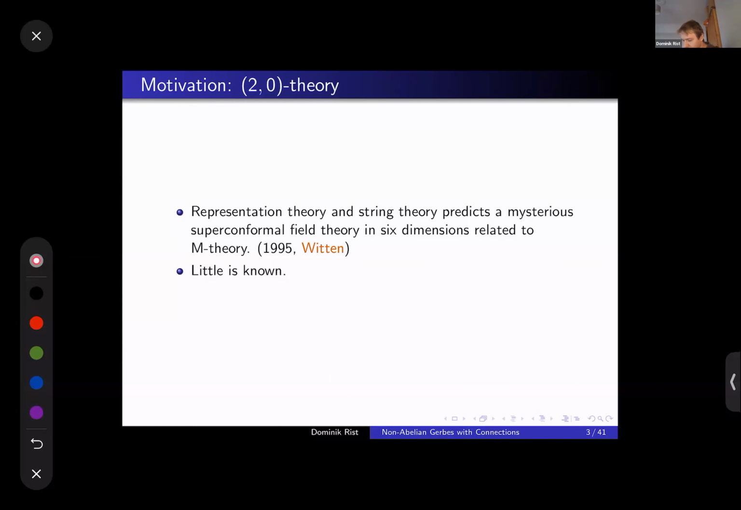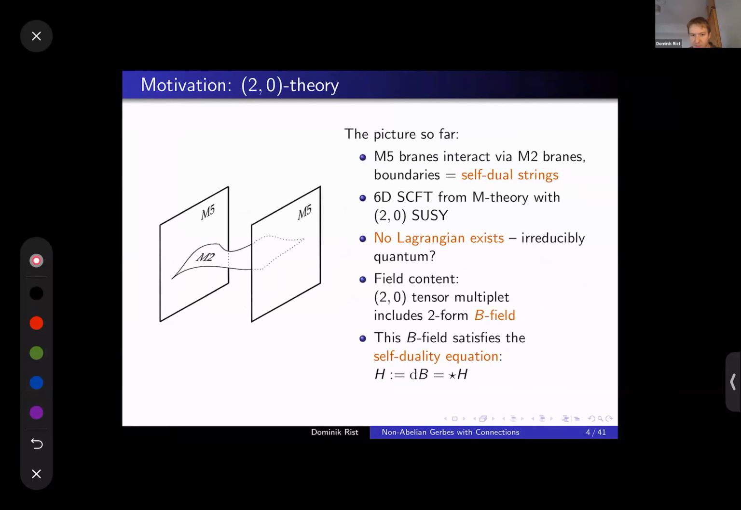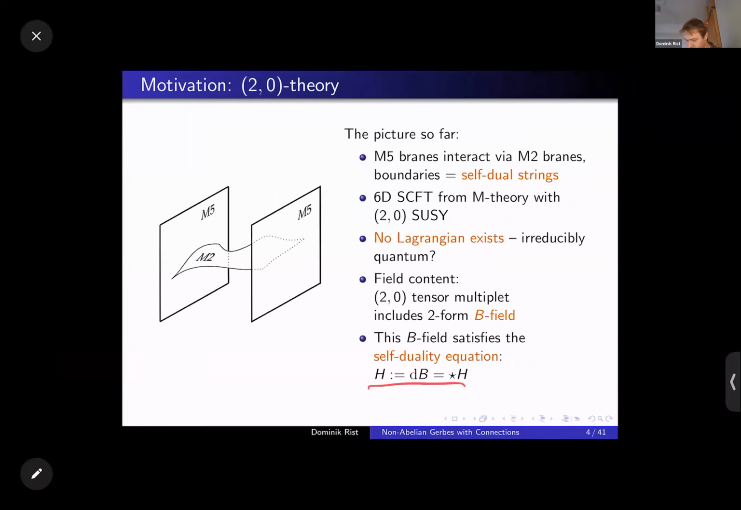Okay, and there is a theory called the 2-0 theory, which arises on the world volume of M5 branes when they interact via M2 branes. So this is a 6-dimensional superconformal theory with 2-0 supersymmetry. This is the setup, how you should imagine it. You have a stack of M5 branes interacting via M2 branes, and the fluctuations of the boundaries of these M2 branes induce certain fields, the so-called 2-0 tensor multiplet, which includes a two-form B-field, which satisfies a so-called self-duality equation. So this is a higher version of an instanton. Here it's written: this is the self-duality equation that the B-field obeys.